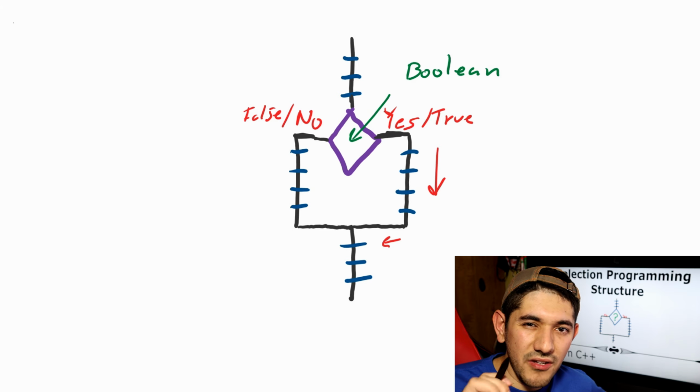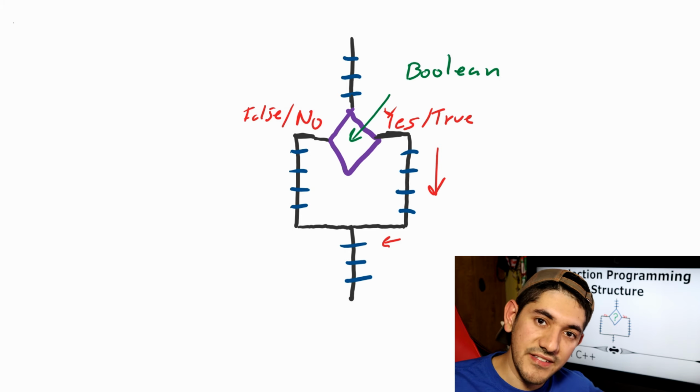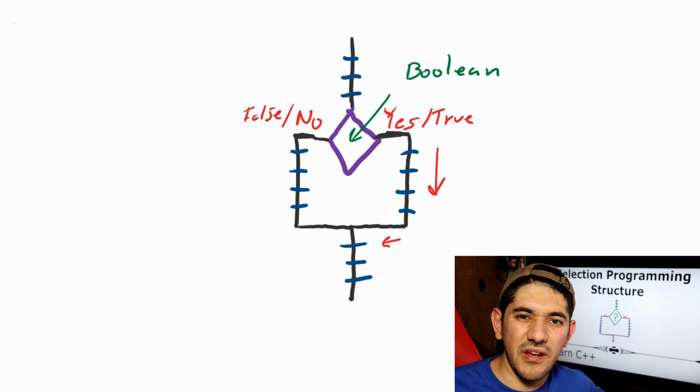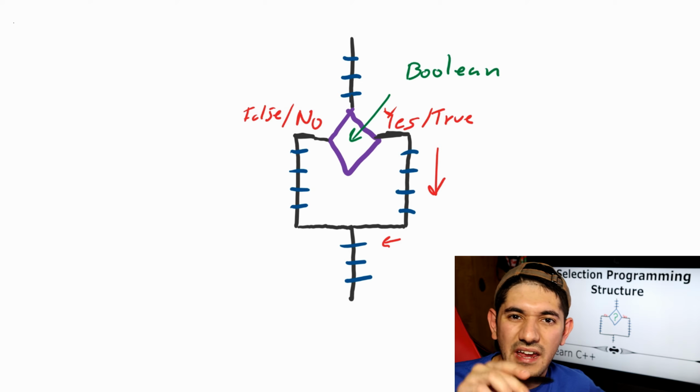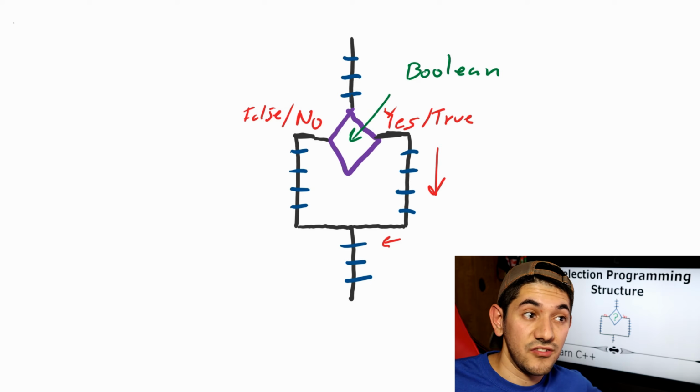However, if we already know the value of the Boolean, for instance, if I say I'm going to put a true inside of this diamond, why do I need the no path? If it's always going to be true, if you know the answer to this question is true, why would you want to have the no path?